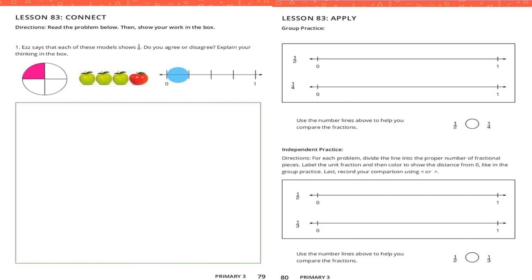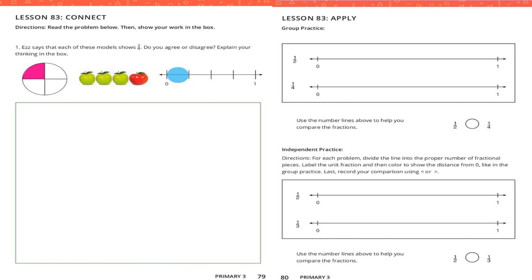Let's start lesson 83, the connect part. Number 1, Iz says that each of these models shows 1/4. Do you agree or disagree? Explain your thinking in the box below. Okay, here we have 3 models. The first model here is a circle. What is the fraction of this circle?